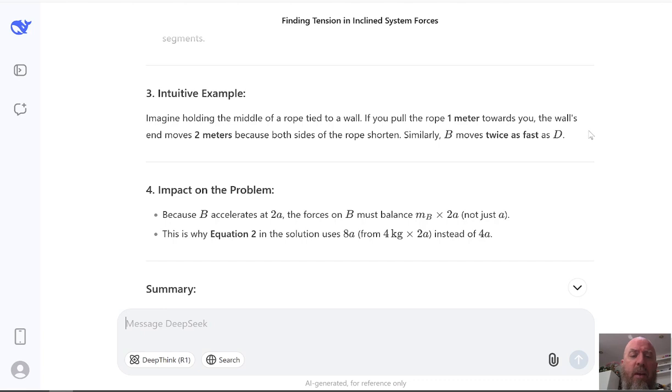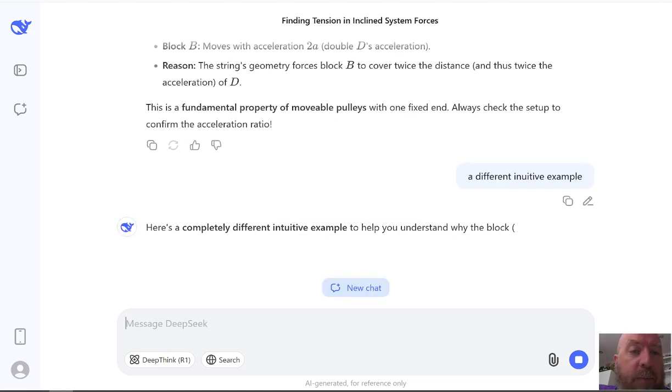So, a different intuitive example. Getting fewer and fewer words into this thing. The ladder and the bucket.